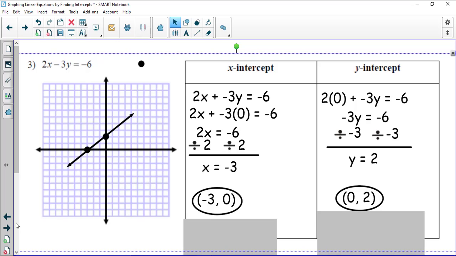All right, so we've talked about 2 different ways to graph lines, by making a table and by finding the x and y intercept. What we're going to explore next a little bit is slope and what it means for a line. Thanks for listening.